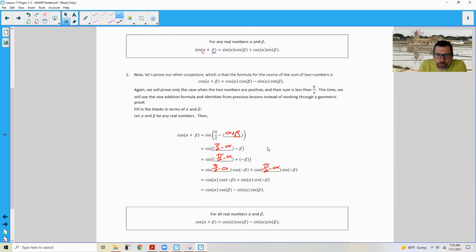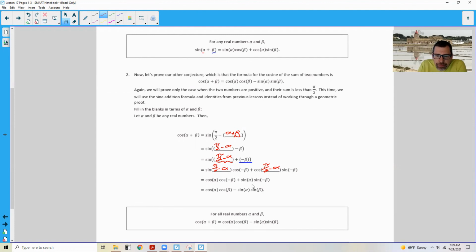So it's, actually, it's the whole thing. So this is going to be our beta. See the plus sign right here? Pi over 2 minus alpha is going to be our alpha piece. So this is sine of alpha plus beta. So it equals the sine of alpha, cosine of beta, plus cosine of alpha, sine of our beta. Okay, hopefully you can see that.